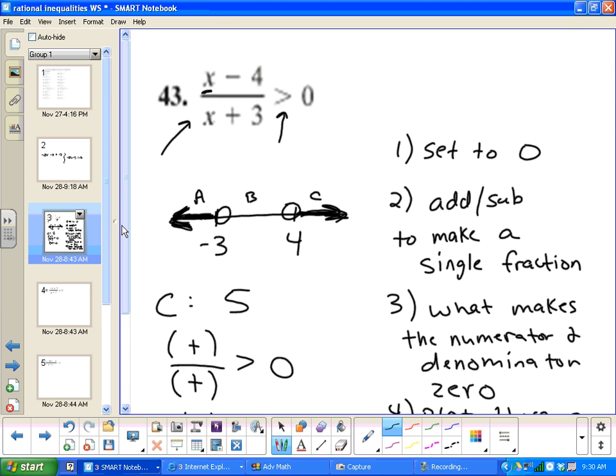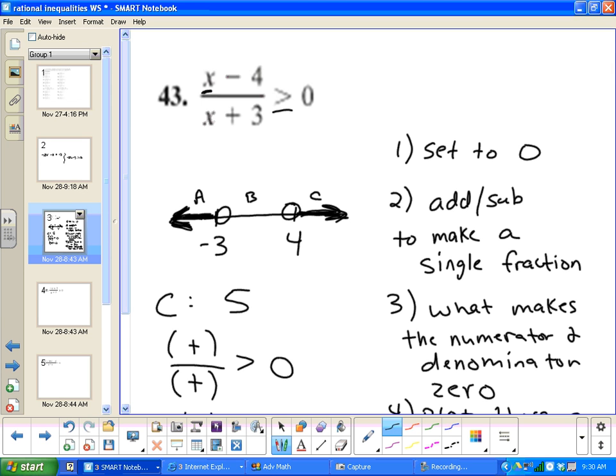Here's the thing. What if it did say, let's change the problem to say greater than or equal to 0. You would probably think that means I would include -3 and 4, so I would do them with closed circles. Now you would do that with 4, but you couldn't do it with -3 because it would make it undefined, would it? You can never include anything. In other words, you can't have a closed circle on anything that would make you divide by 0.